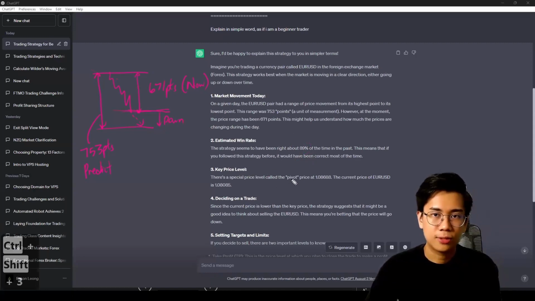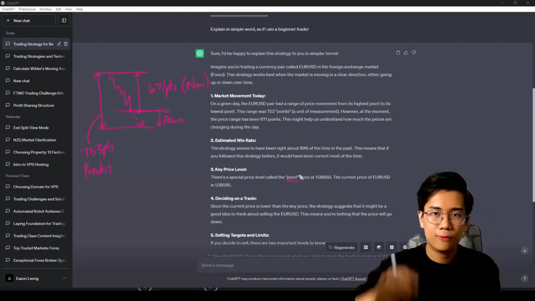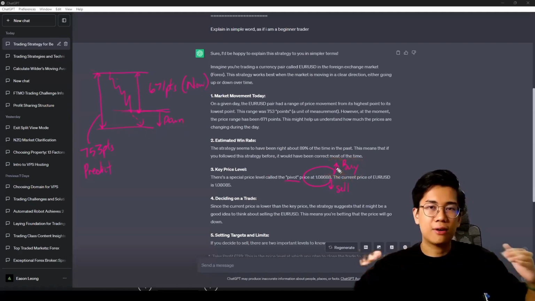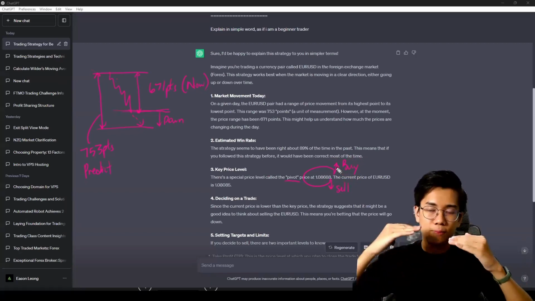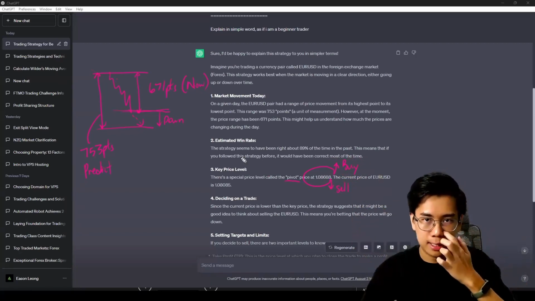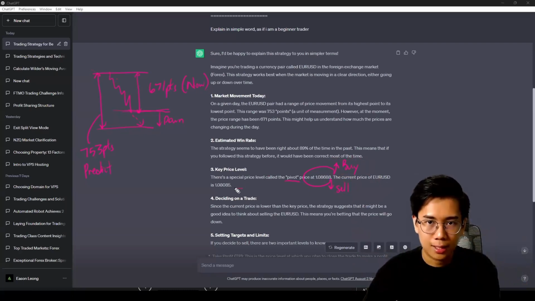The key price refers to the pivot price. The pivot price is whereby if the price right now is above this, it means buy. If it's below this, it means sell. It's a key level of today that you should look at. If above this, it means there are more buyers, below this, there are more sellers. And we can see that right now, the price is definitely lower than this. So we can say that the market is to sell.